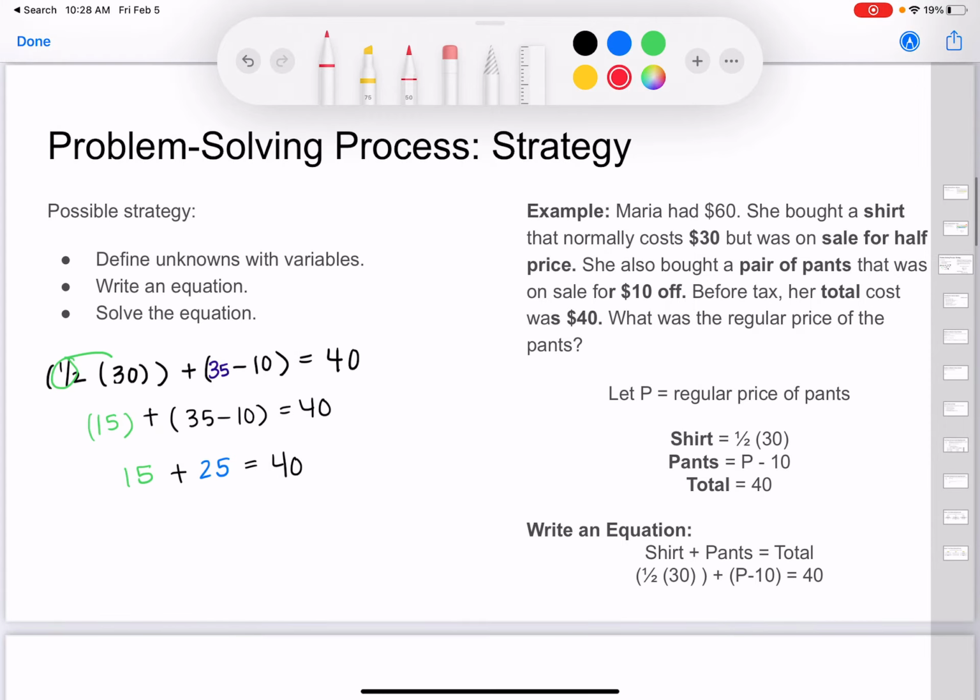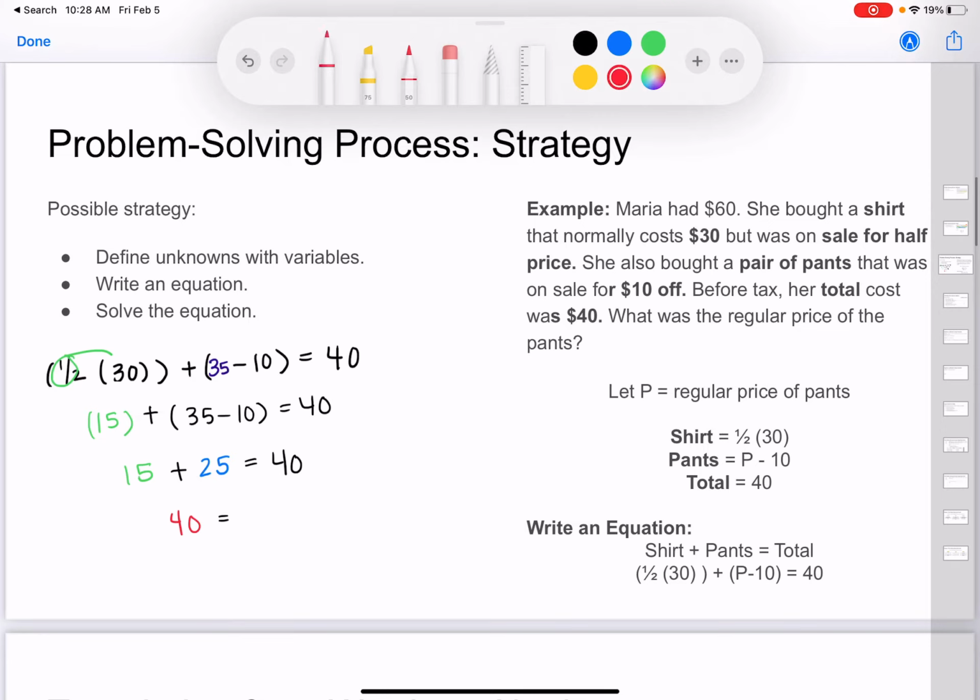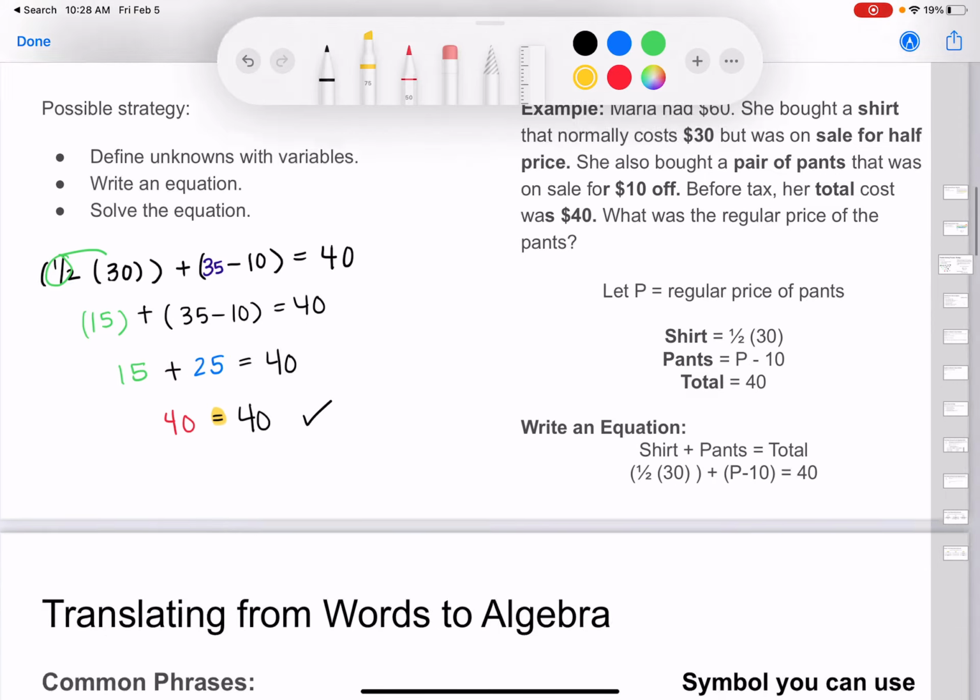Add those together. And thus, those two match. So that is in fact our correct variable for P. P is equal to 35. So that's the regular price of pants.